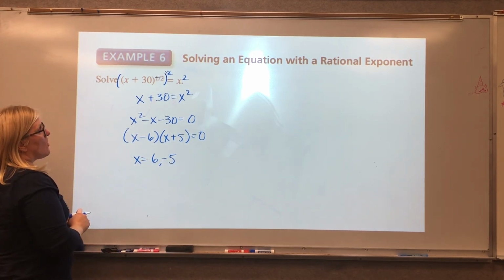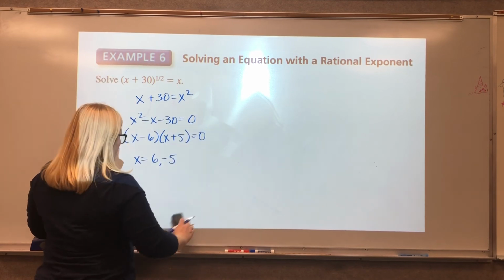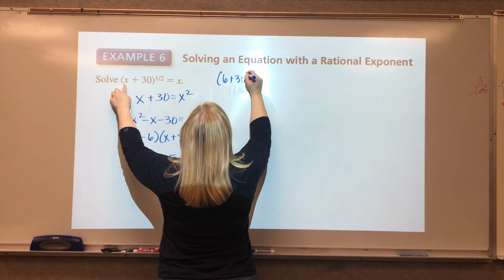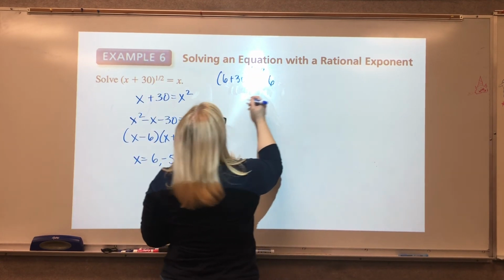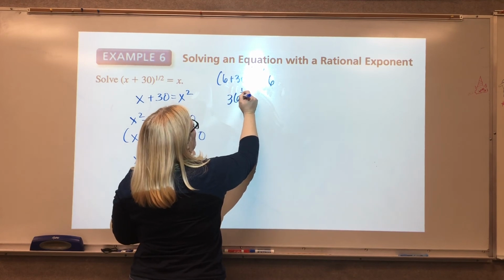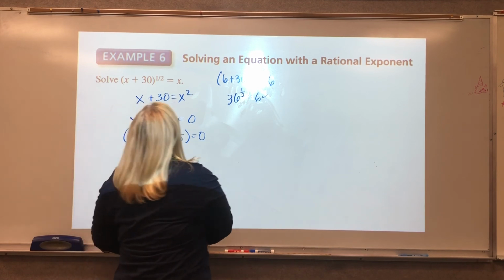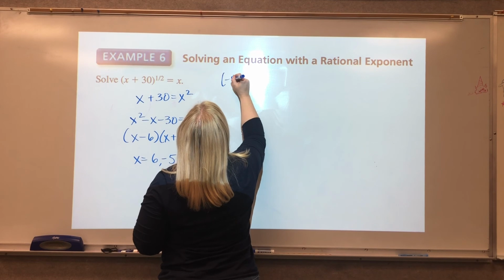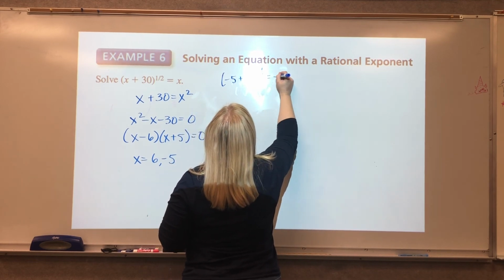All right, so is one of these not going to work? Well, let's look. If I put in 6 plus 30 to the 1/2, does that equal 6? Well, this is 36 to the 1/2 power, and that is right, so 6 works. But negative 5, if we put that in, we have negative 5 plus 30 to the 1/2 equals negative 5.